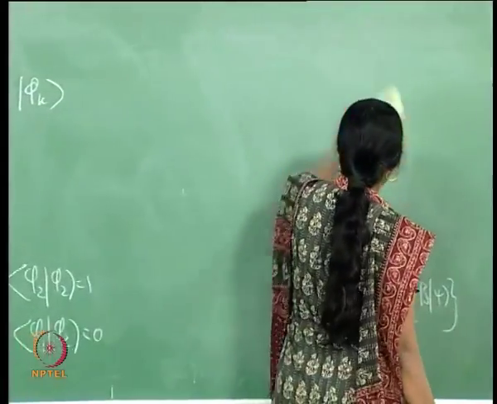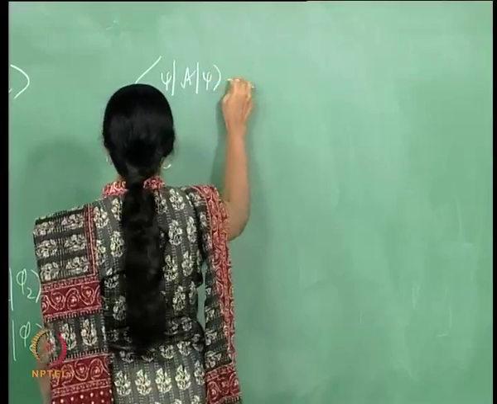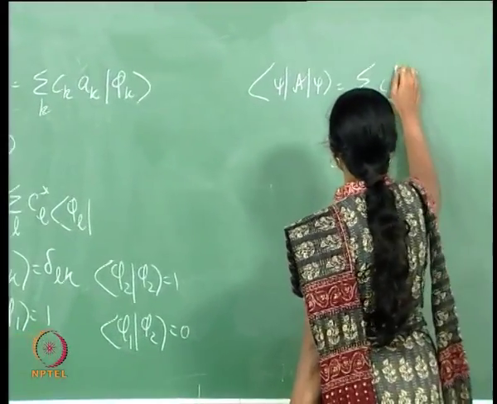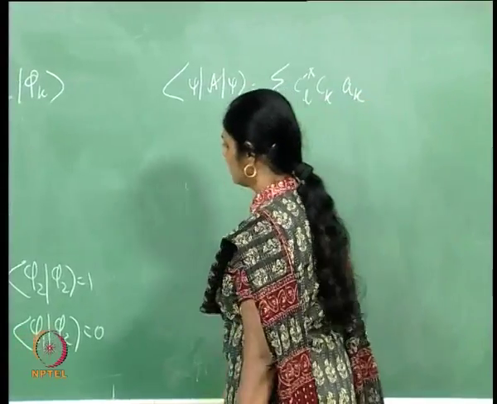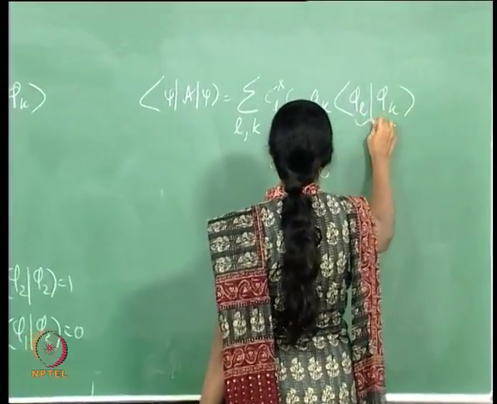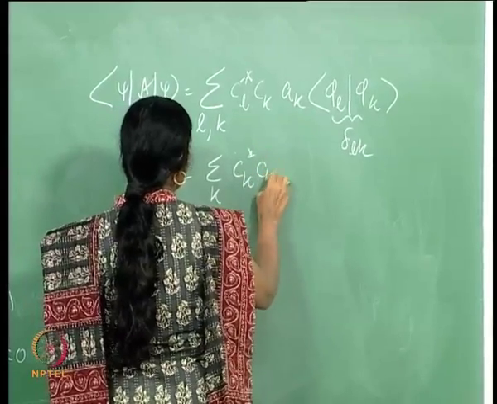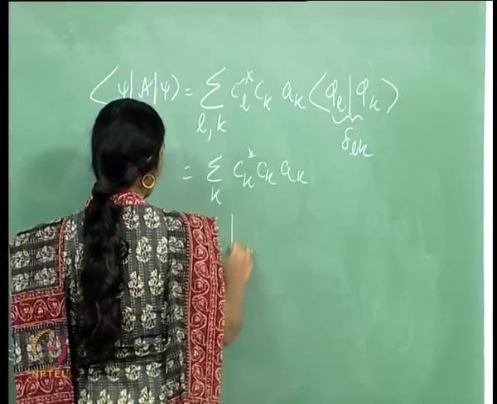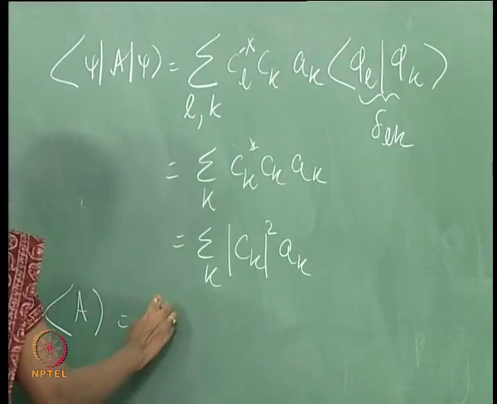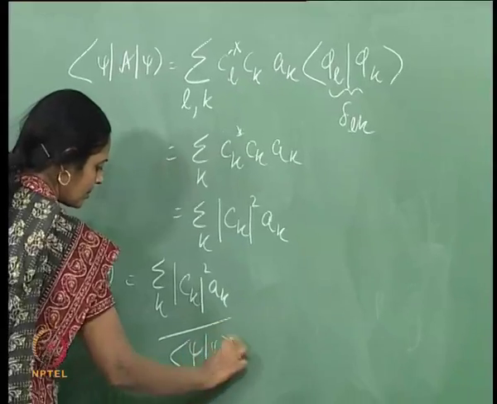So, this is what I have, and these are numbers. So, I can well write it in the following manner. I have psi A psi is summation over L and K, that is a double summation, C L star C K A K, the inner product phi L with phi K, and that was a delta L K, which means you can get rid of one of the summations, and I have C K star C K A K. I can well write this as modulus of C K squared A K. Therefore, the expectation value of A is summation over K mod C K squared A K divided by this.